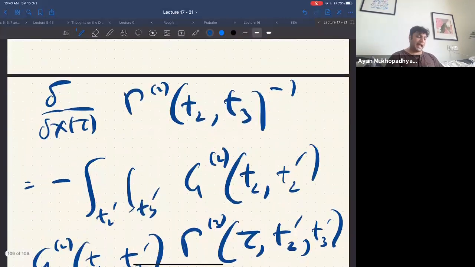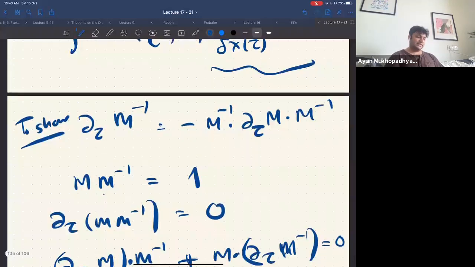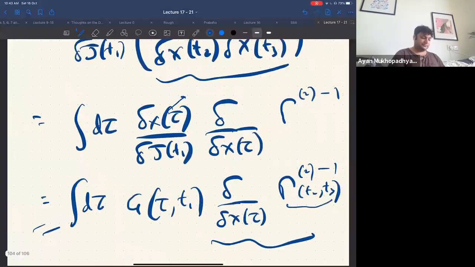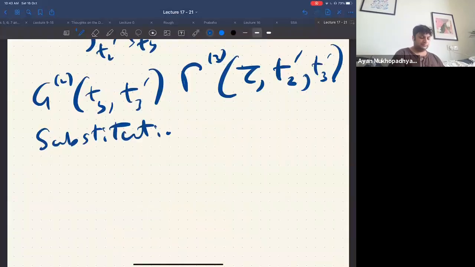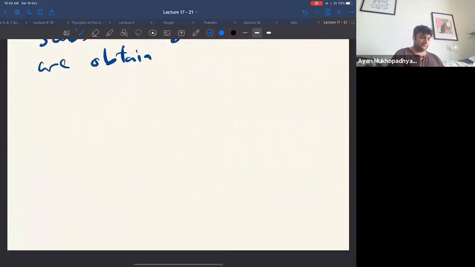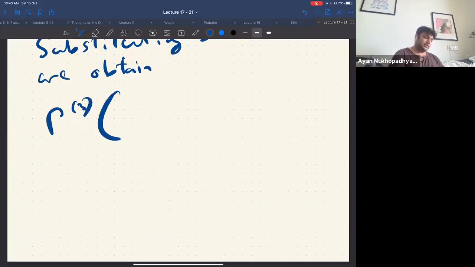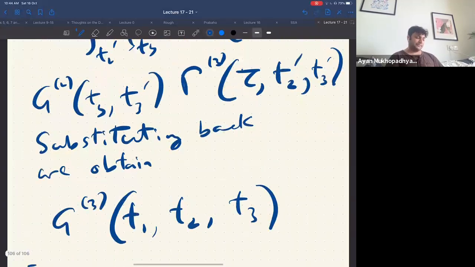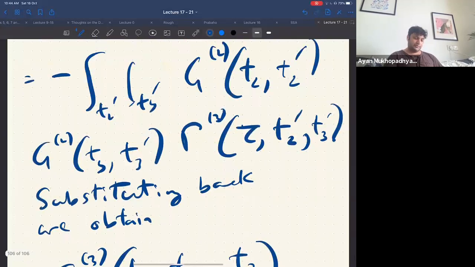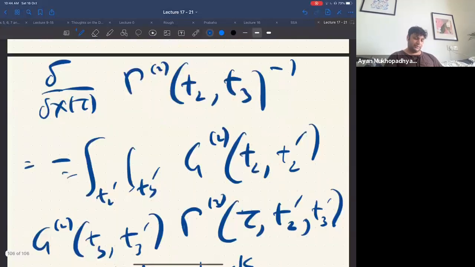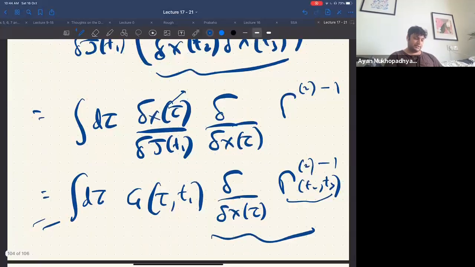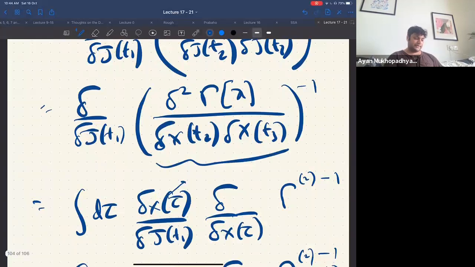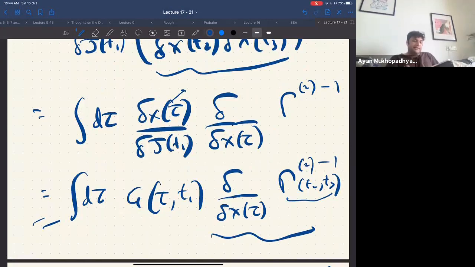So now if I substitute it back in this equation, what do I get, right? So this is a connected 3-point function. So substituting back, we obtain this exact G3, T1, T2, T3 would be equal to, so there is one minus sign here, but then there was another minus sign here. There should have been another minus sign somewhere. Okay, no, there is no minus sign. Sorry. Okay, the minus signs should be taken in.